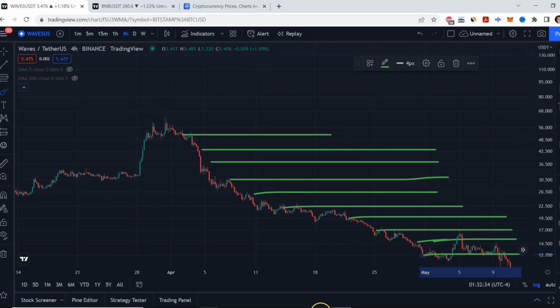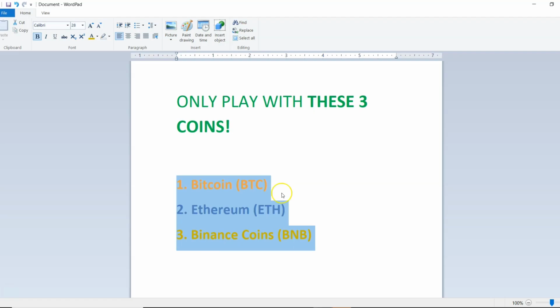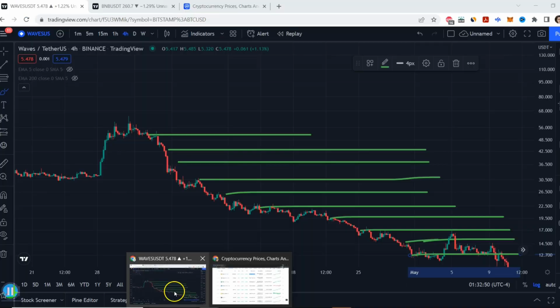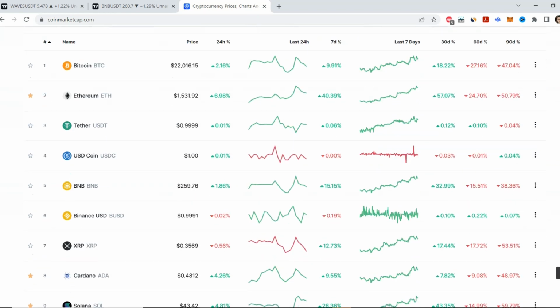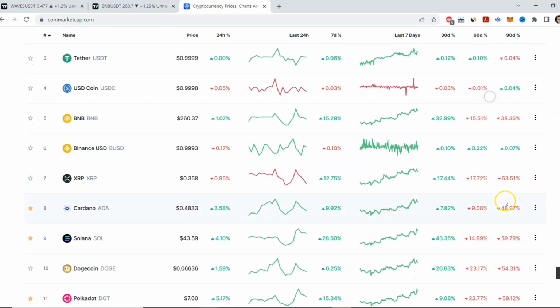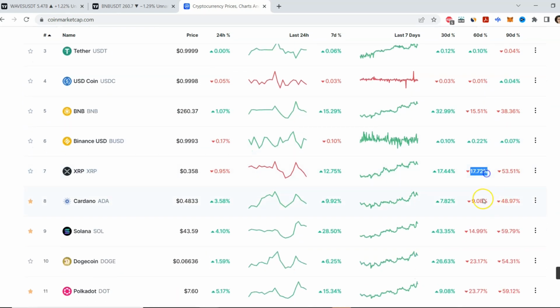So again, try to avoid altcoins. I suggest sticking around with this. If you have a lot more capital, you can increase your positions. And I think these 3 are steadier, safer, compared to other altcoins. If you look at the 60-day change, it's like 15%, 27%. Sometimes you look at others, maybe it's a bit lower.